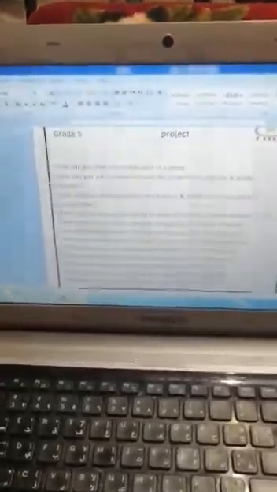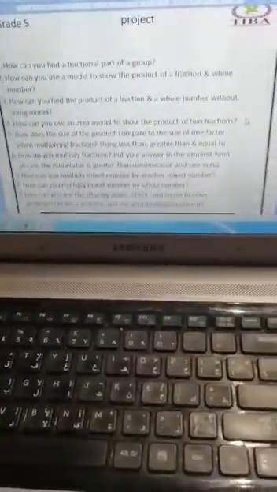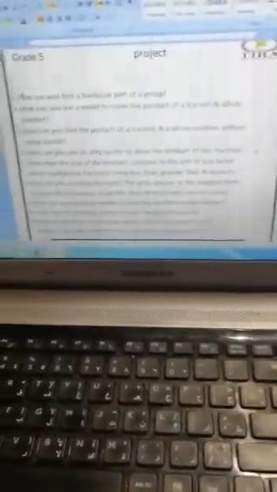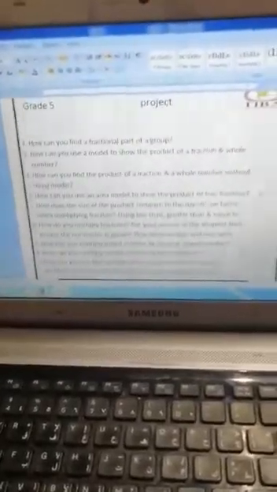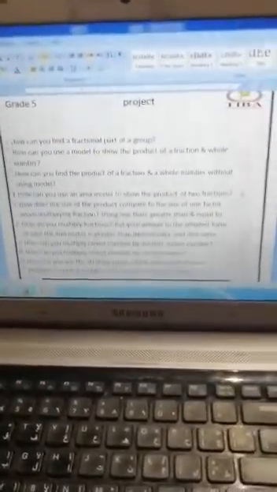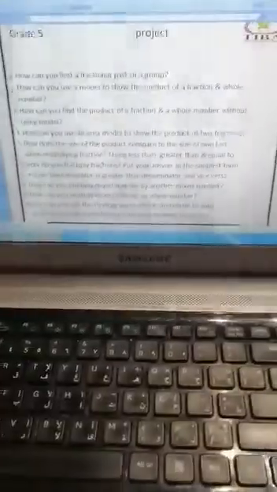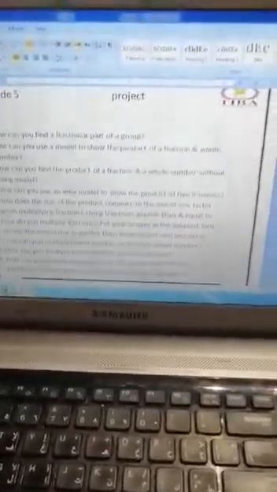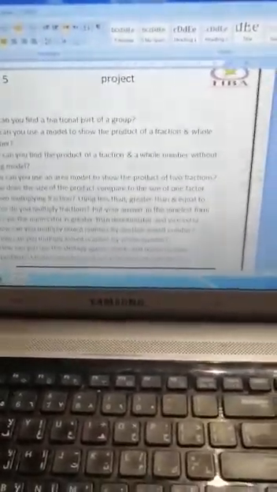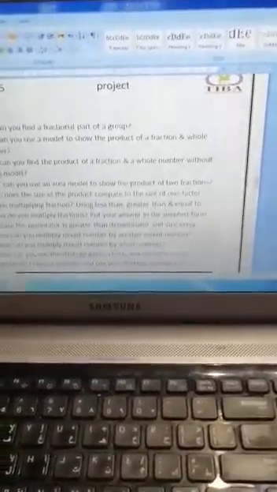Question number 1. How can you find a fractional part of a group? Here I need you to give an example or draw a model to get a fractional part of any group, okay? Question number 2. How can you use a model to show the product of a fraction and whole number? In this question, you can write any fraction and whole number, then multiply them. Clarify your answer using a model, okay?